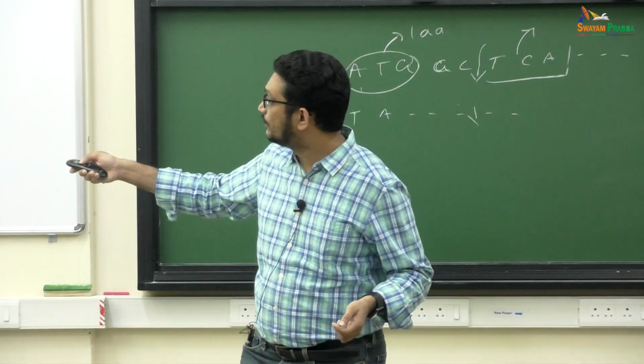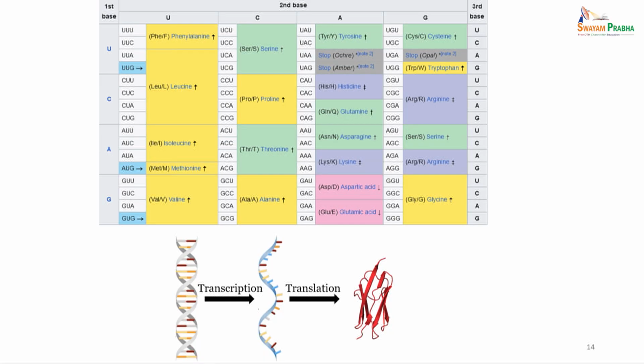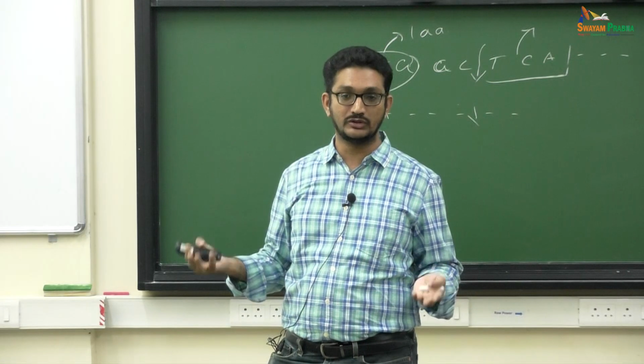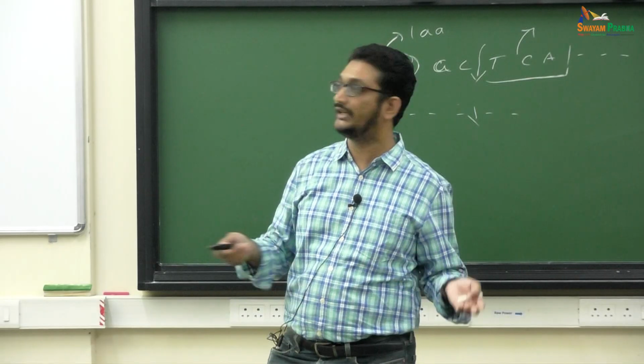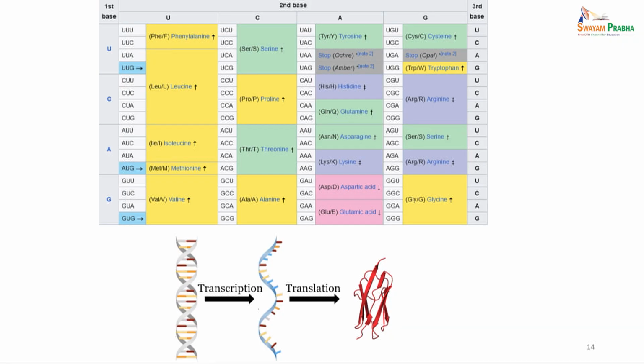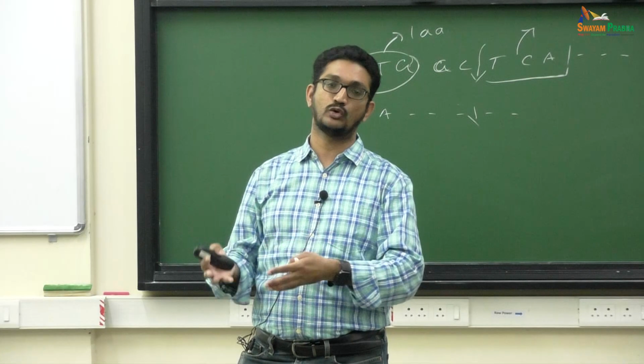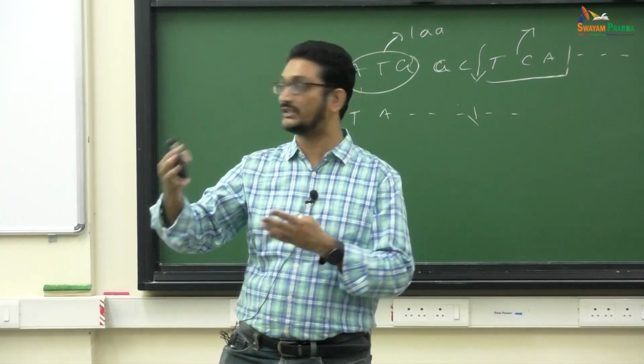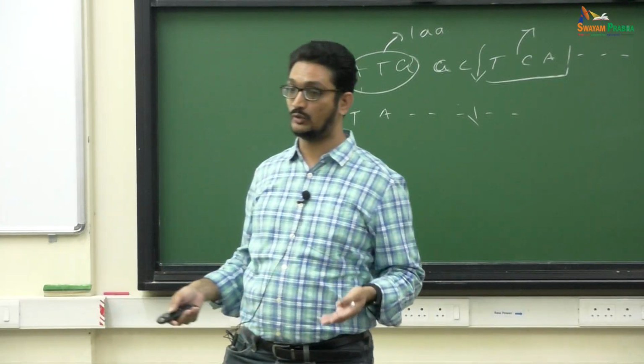For example, you might think leucine has 6 different codons, right? It doesn't mean that there is more leucine content in our proteins than phenylalanine. So it doesn't go that way, because this is still a process of evolution. We really don't know why one amino acid is coded by so many bases, whereas some other amino acid is coded by only 1 or 2 bases.